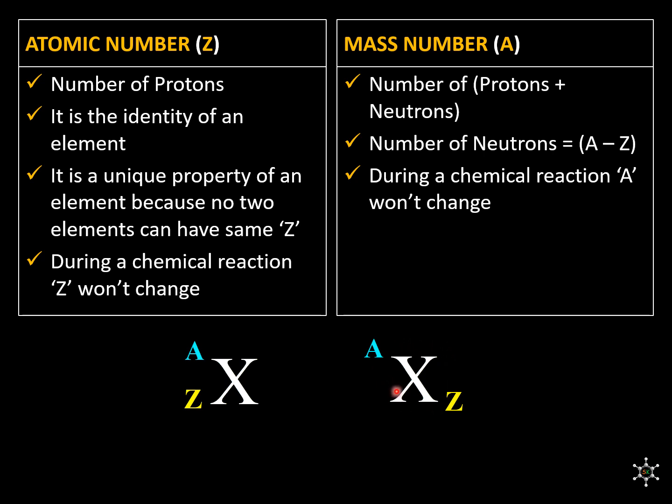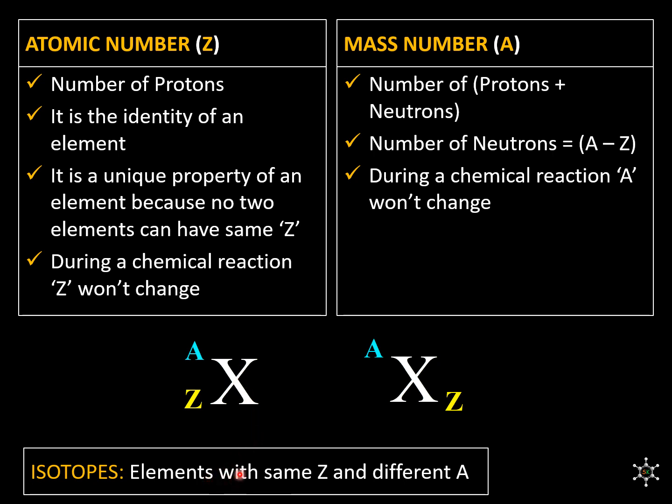this. All the time, atomic number Z will be mentioned as a subscript either on the left hand side of the element symbol or on the right hand side of the element symbol. Mass number A always sits as a superscript on the left hand side of the element symbol.